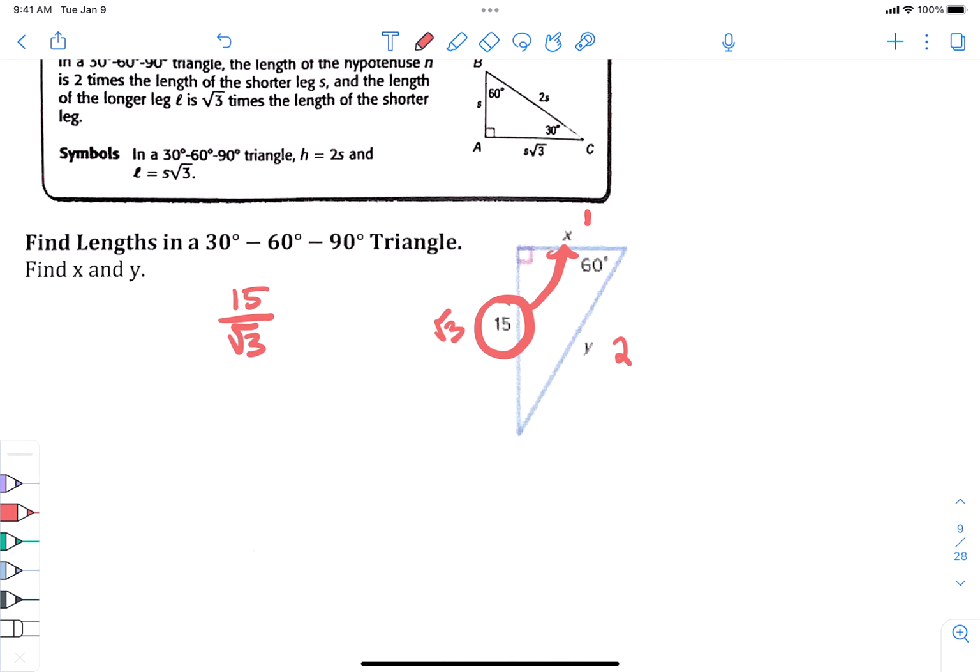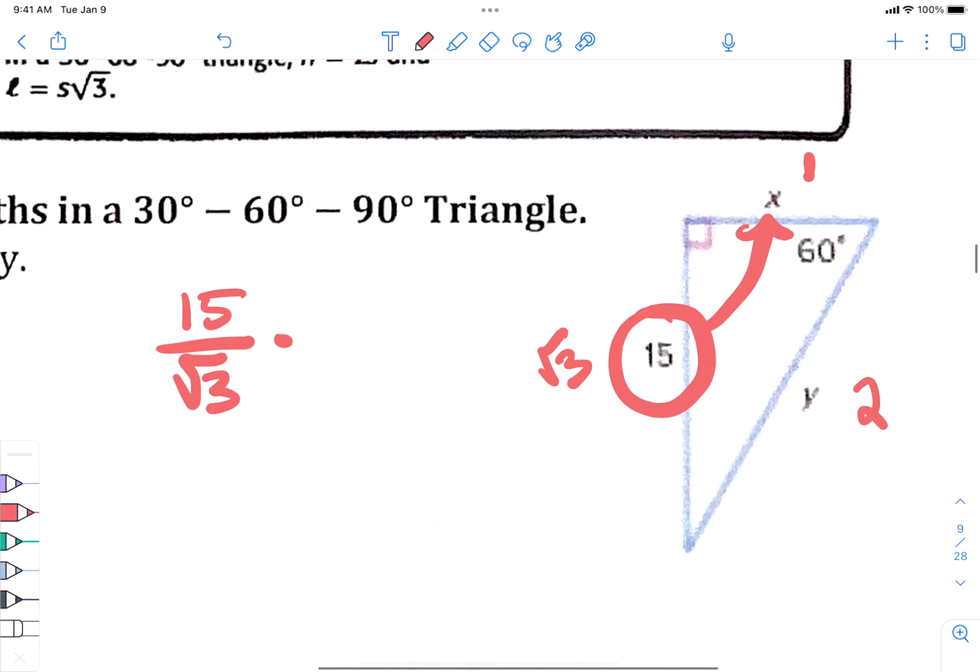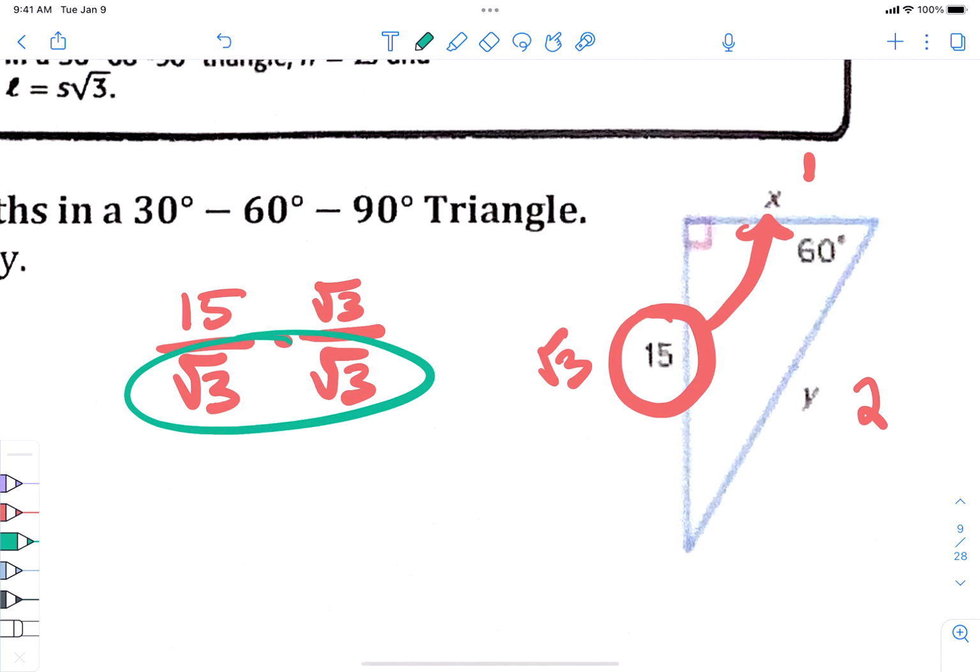Okay? But I don't ever like that square root of 3 on the bottom. So we're rationalizing. So we're going to take it times the square root of 3 over the square root of 3. So I'm taking it times 1. I'm just changing what it looks like, not changing the value of it. Okay? So on the bottom, when I take the square root of 3 times the square root of 3, it doesn't matter what it is. It's the same thing, so it just pops out, right? Square root of 3 times the square root of 3 is 3.